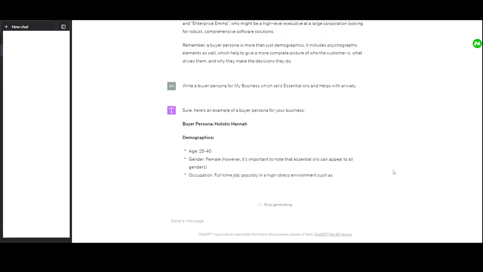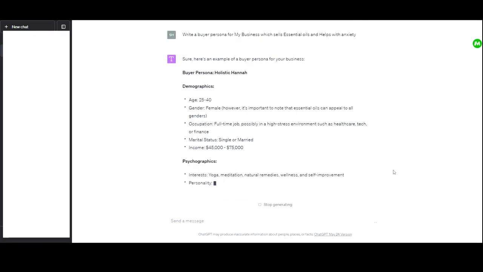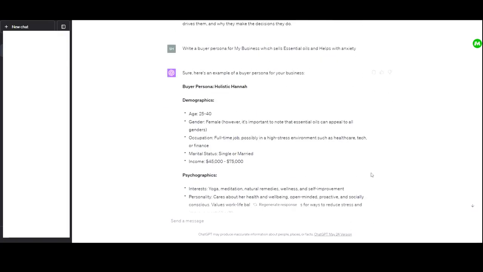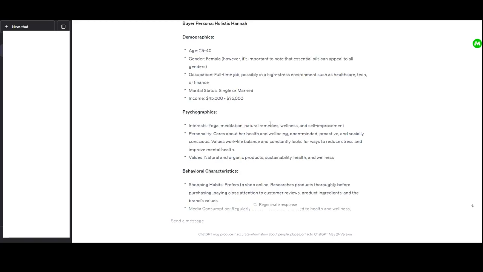As you can see, it's starting writing already. So I'm just going to pause and come back once we're fully complete. Okay, now ChatGPT is finished. As you can see, it's given us the demographics, age 25 to 40 for our essential oils, mainly female. However, it's important to note that essential oils can be appealing to all genders. So you could actually go back to ChatGPT and say, write me a buyer persona for female, write me a buyer persona for male. Occupation, marital status, income.